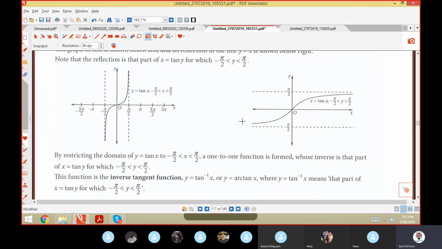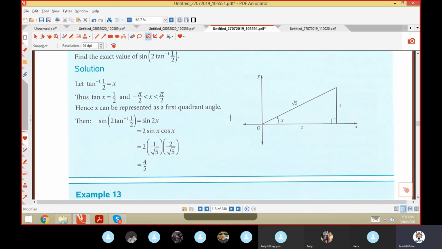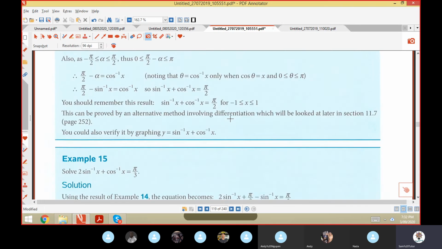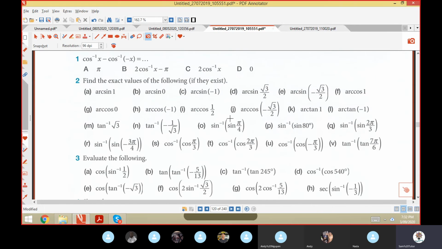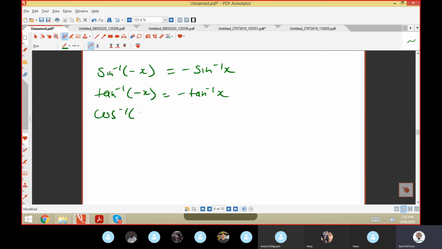The next thing you'll need to know is that inverse sine and inverse tan are odd functions, and inverse cos is not exactly even. It's got a pi in front of it, so like this. So inverse sine of -x is negative inverse sine x. Inverse tan -x is negative inverse tan x, and then inverse cos of -x is pi minus inverse cos x. So cos is not even. I mean, sorry, cos is even, and that's why it's doing that, but you need that formula.